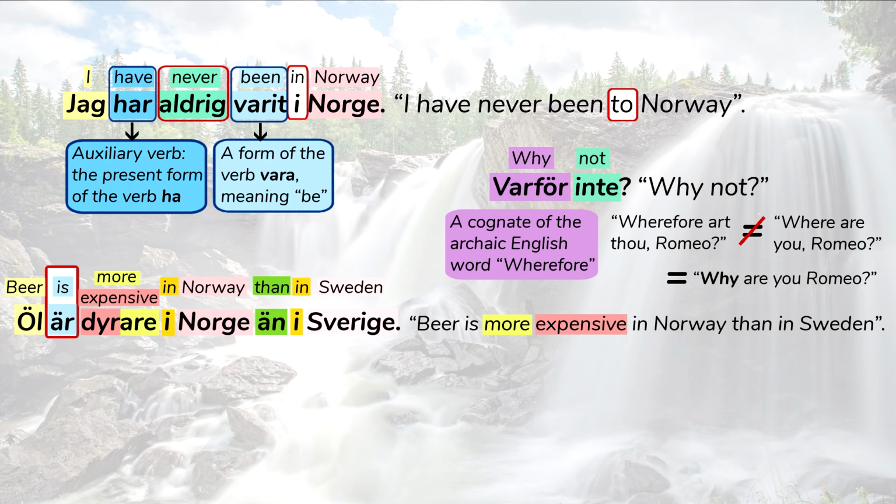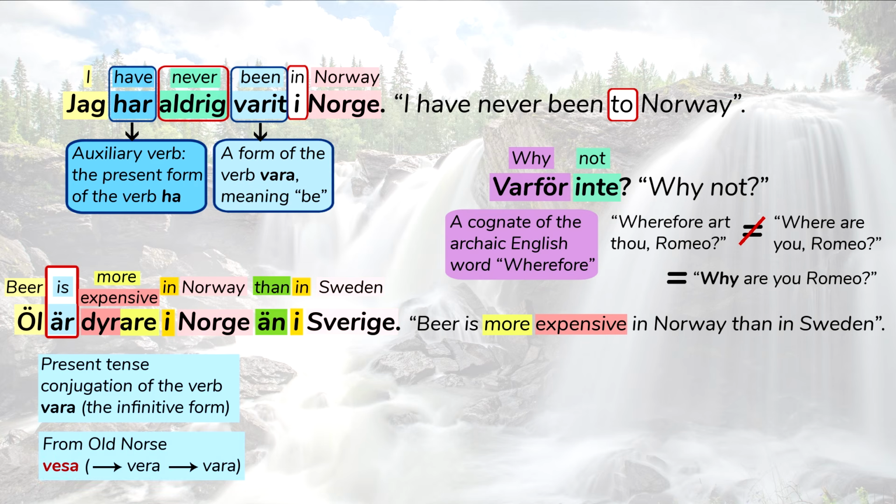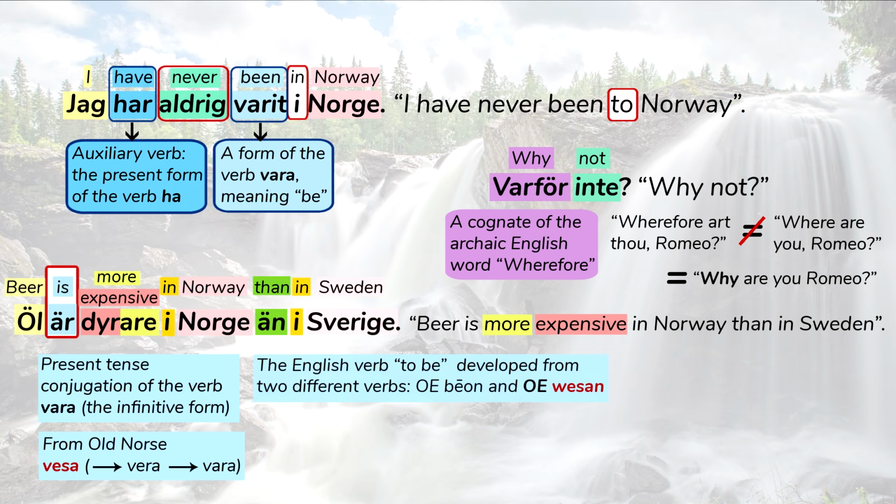One more thing to note here is the verb är. It is the present tense conjugation of the verb vara, meaning to be. Vara is the infinitive form. It developed from Old Norse vesa, then it became vera, then it became vara. The English verb to be, in all its different conjugations, developed from 2 different verbs, Old English beon and Old English wesan, which is cognate with the Swedish word. Bara öl? Nej, allt. Superlatives.